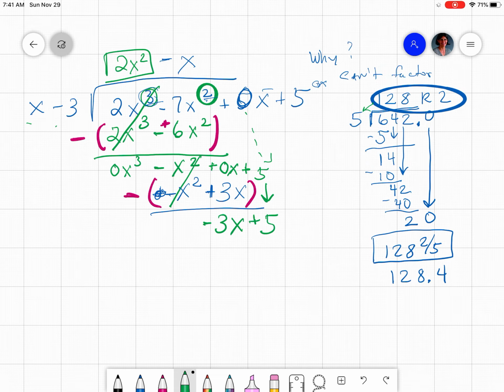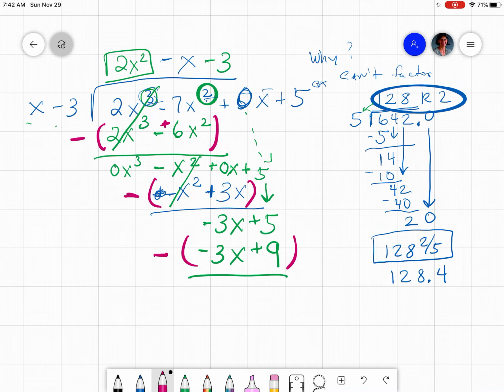So now, again, how do I get 3x by multiplying it by x? I'm going to have to multiply it by a negative 3. Negative 3 times x makes negative 3x. Negative 3 times negative 3 makes a positive 9. I remember to subtract, so I'm going to have a negative 9, so this is going to be negative 4. So that's polynomial long division, and that's kind of the long way.